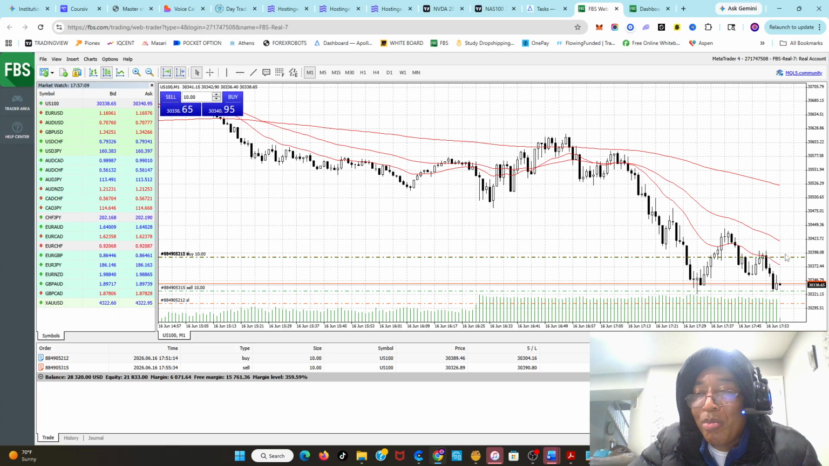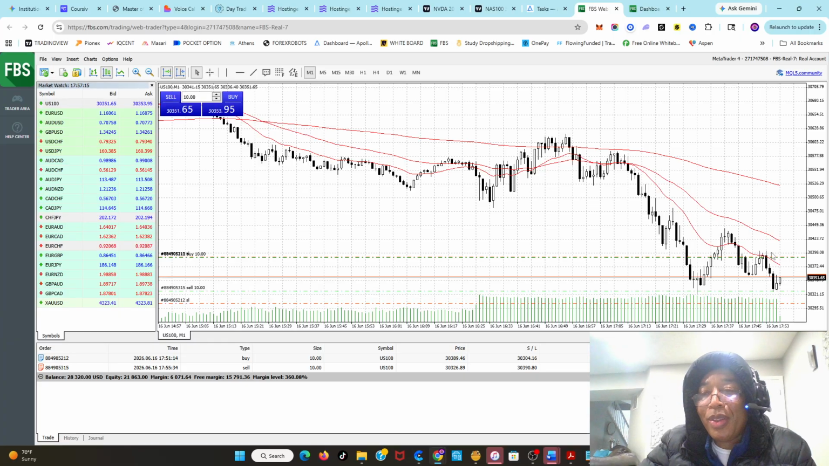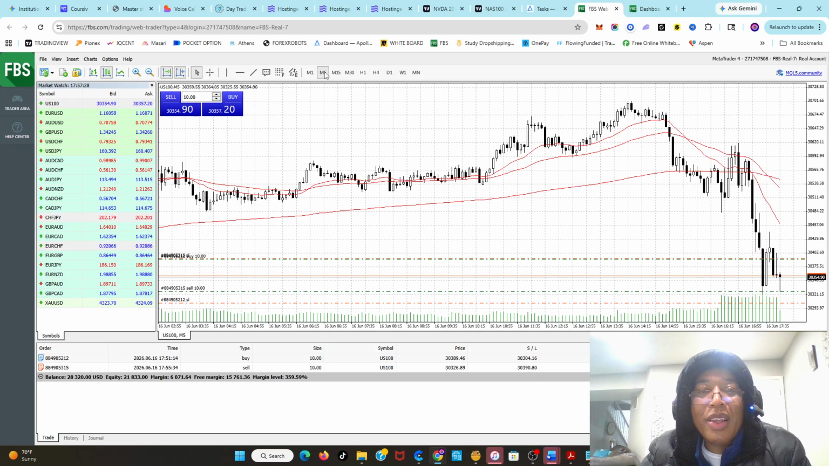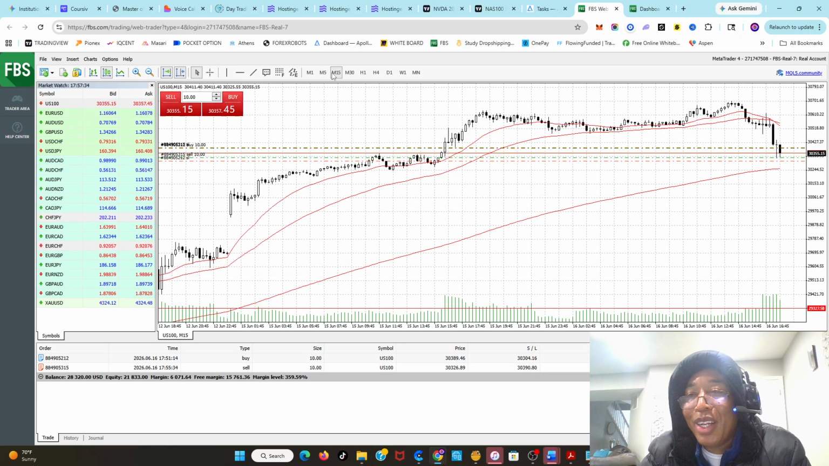The double bottom didn't go that far. Literally came crashing down. Okay, now we are going backwards. Look at that. Look at that. Let's look at the 15-minute. Acting the same. Yeah. Look at that doji.